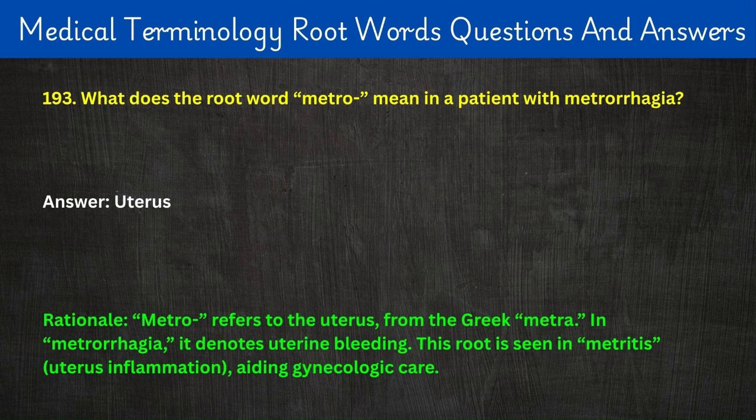193. What does the root word metro- mean in a patient with metrorrhagia? Answer: uterus rationale. Metro- refers to the uterus, from the Greek metra. In metrorrhagia, it denotes uterine bleeding. This root is seen in metritis, uterus inflammation, aiding gynecologic care.